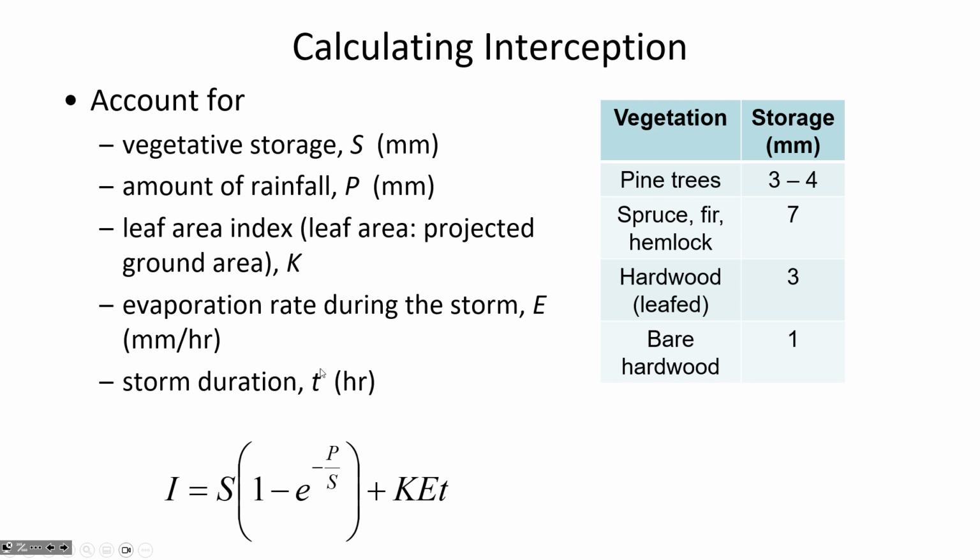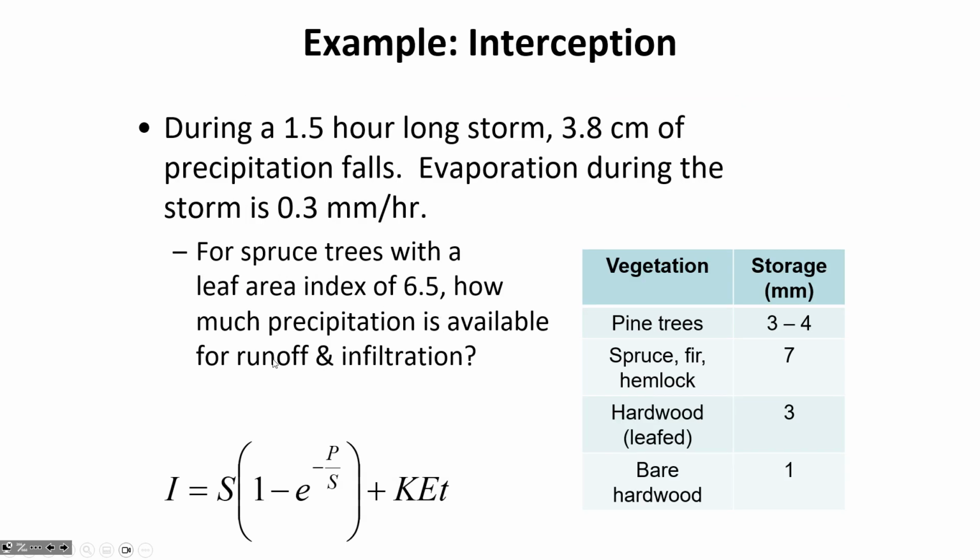So this is an improved approach where you're starting off with some storage depth. You could think of this storage amount as the maximum amount of precipitation that could be stored by a tree of a certain type. But it also goes one further, and it applies a leaf area index to say how much of the evaporation is going to occur during a storm. So let's try out how this equation works, consider the following example.